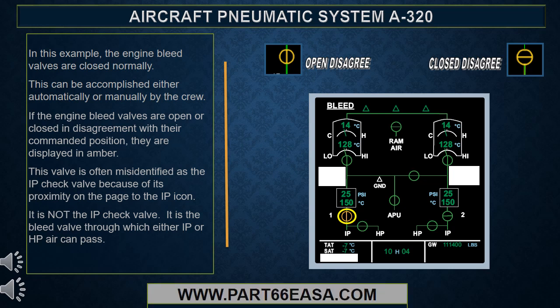This valve is often misidentified as the IP check valve because of its proximity on the page to the IP icon. It is not the IP check valve. It is the bleed valve through which either IP or HP air can pass.